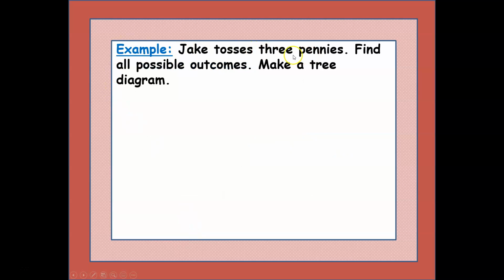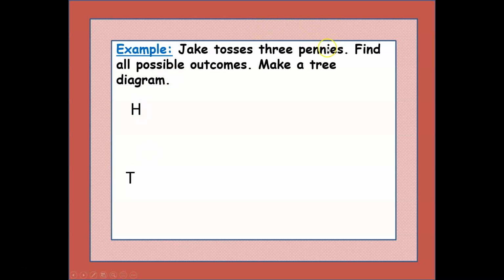An example, Jake tosses 3 pennies. Find all the possible outcomes. Make a tree diagram. So when we're making our tree diagram, our first step is to think about our theoretical probability. What are all the outcomes of tossing a coin? So tossing a coin, we have the 2 outcomes. We have heads or tails. So that's going to be our starting point for our tree diagram.